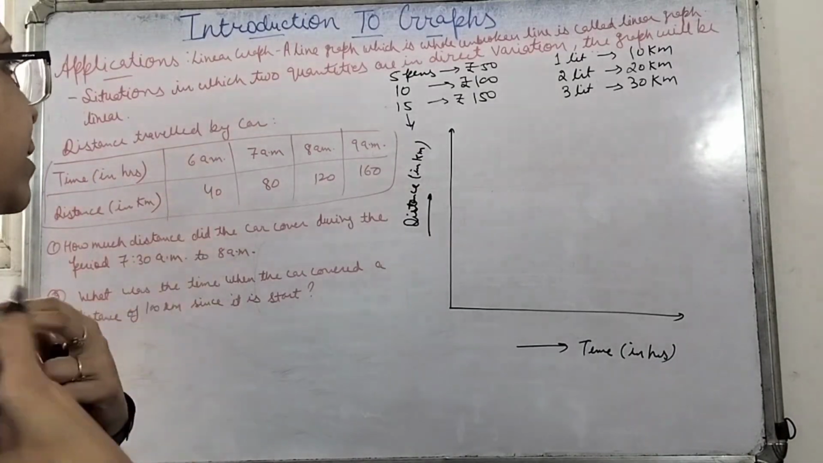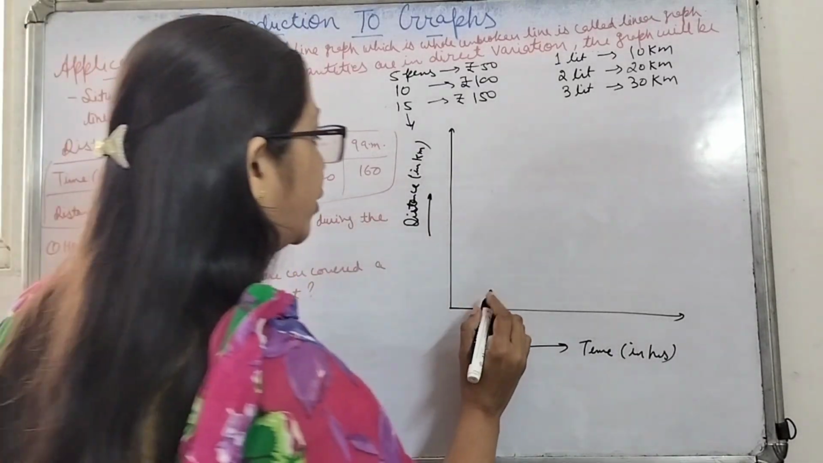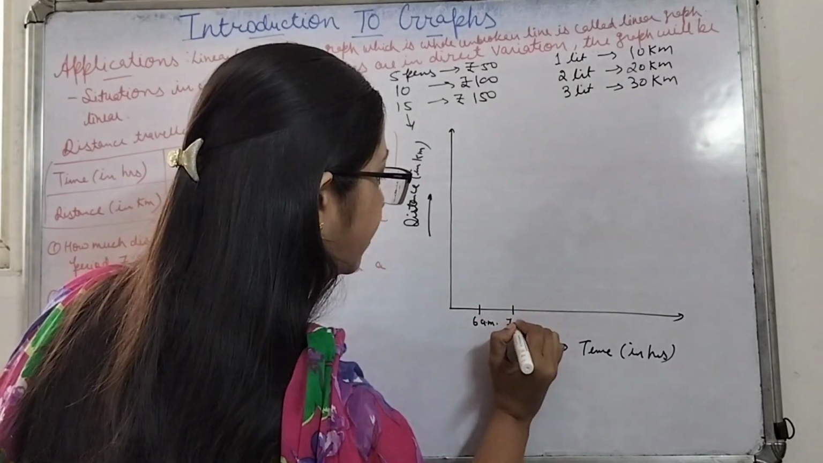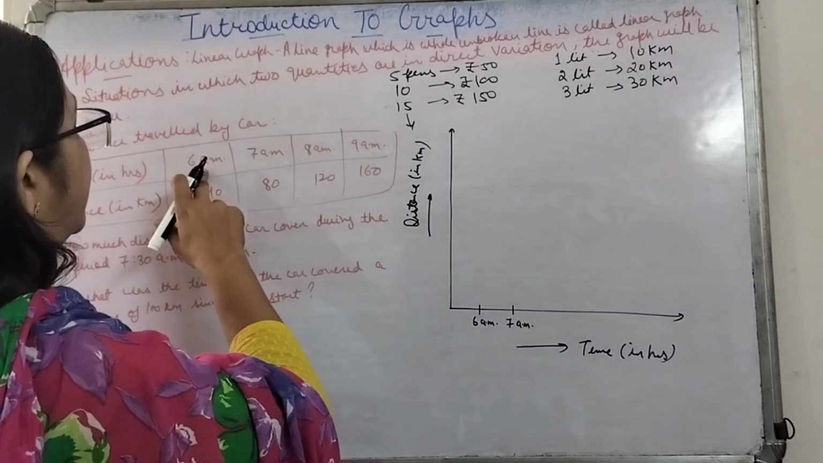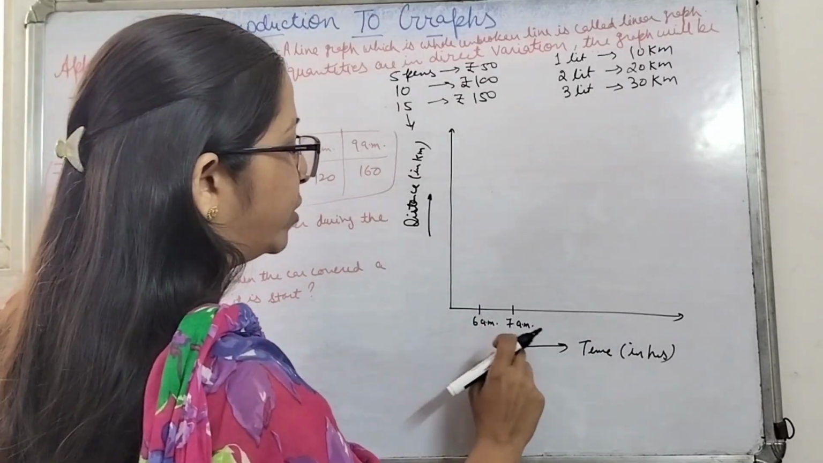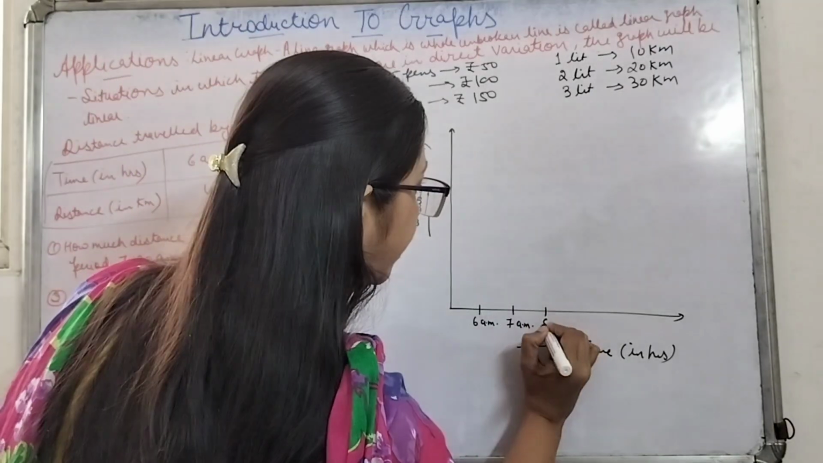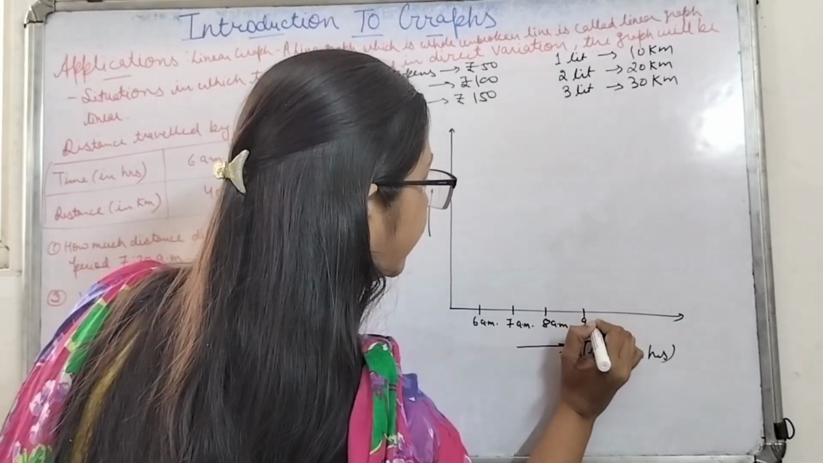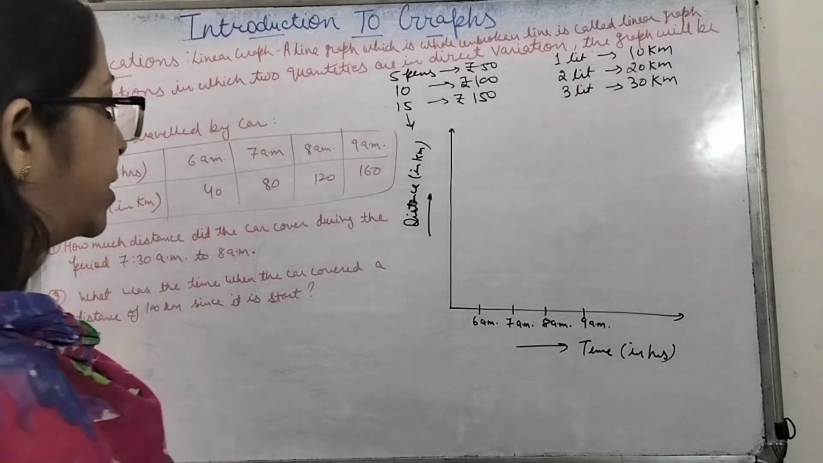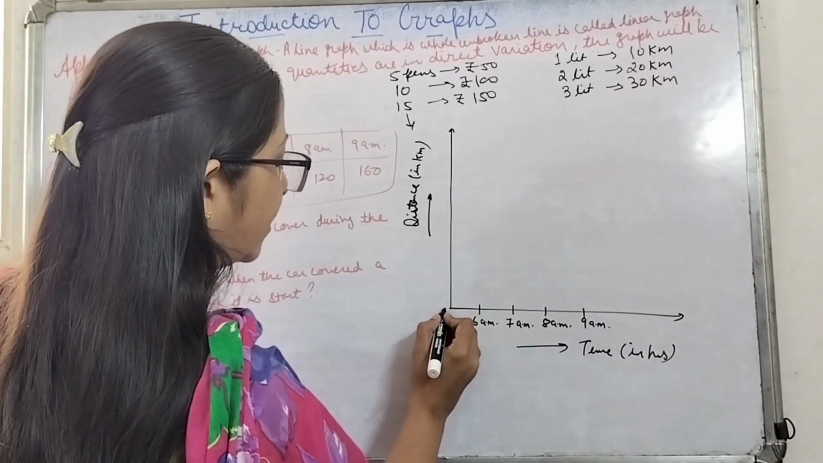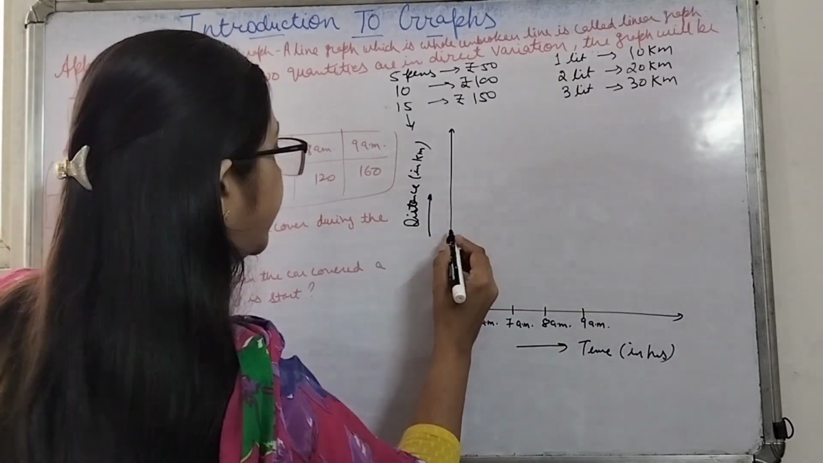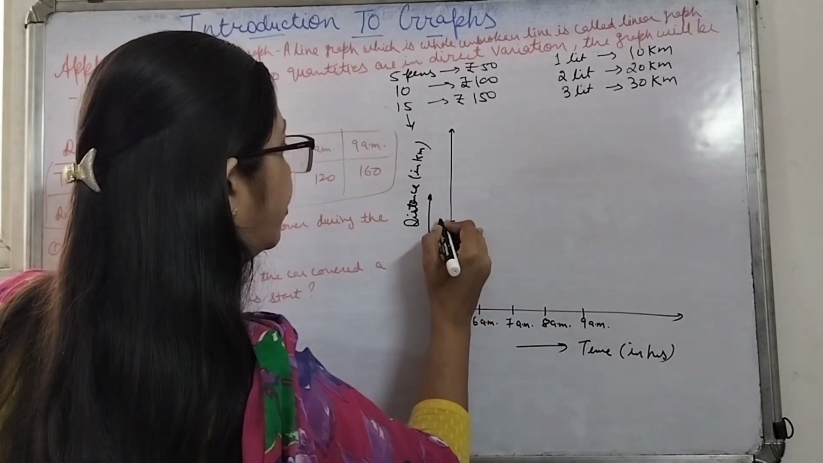Now the times are 6 a.m., 7 a.m., 8 a.m. and 9 a.m. We will take them at uniform distances. The distance between 6 a.m. and 7 a.m. will remain the same, because the difference between them is the same: 1 hour difference, 1 hour difference, 1 hour difference. So the distance between these will also remain the same. Then it is 8 a.m. and 9 a.m. On the x-axis, we have taken time. On the y-axis, we will be taking distance traveled. This is 0. This is 40. Then it is 80. Then it is 120.